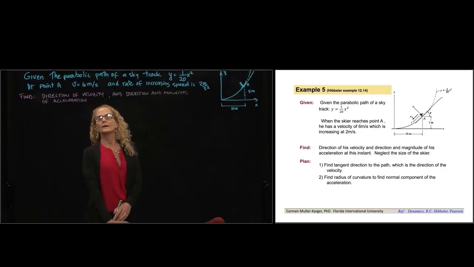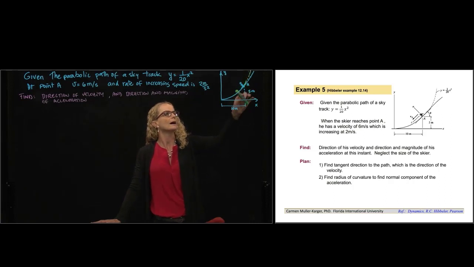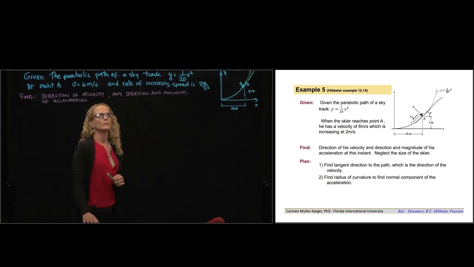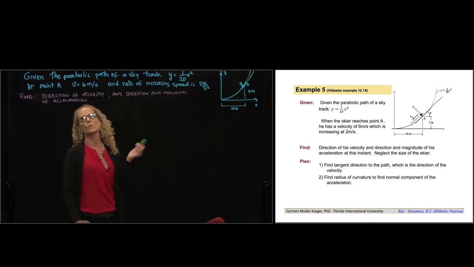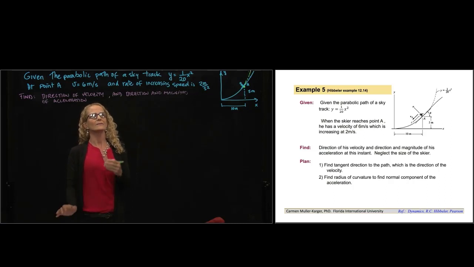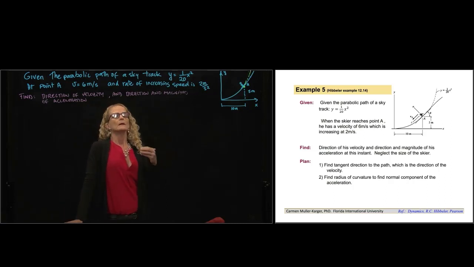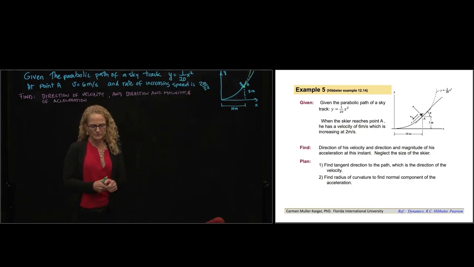So we have a parabolic path where the skier is going down, right? And this is the ski track, right? And we are given the equation y equals 1/20 of x squared. We are given the instant velocity at that point, 6 meters per second, and the rate of increase of that speed, which is 2 meters per second squared. And we are being asked to find the direction of the velocity and the direction and the magnitude of the acceleration. So what do we do?